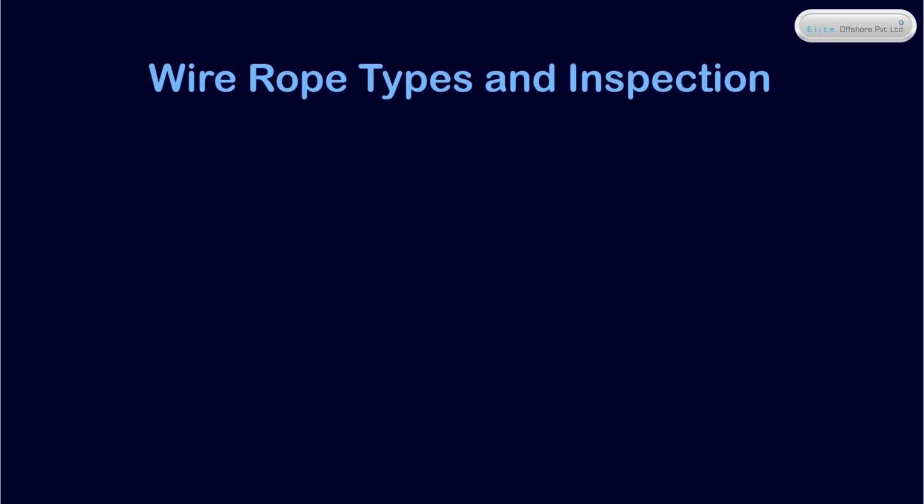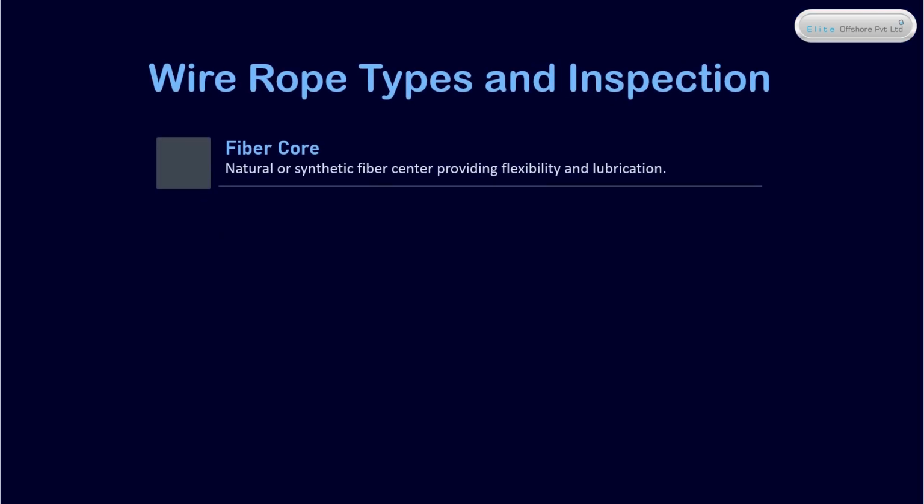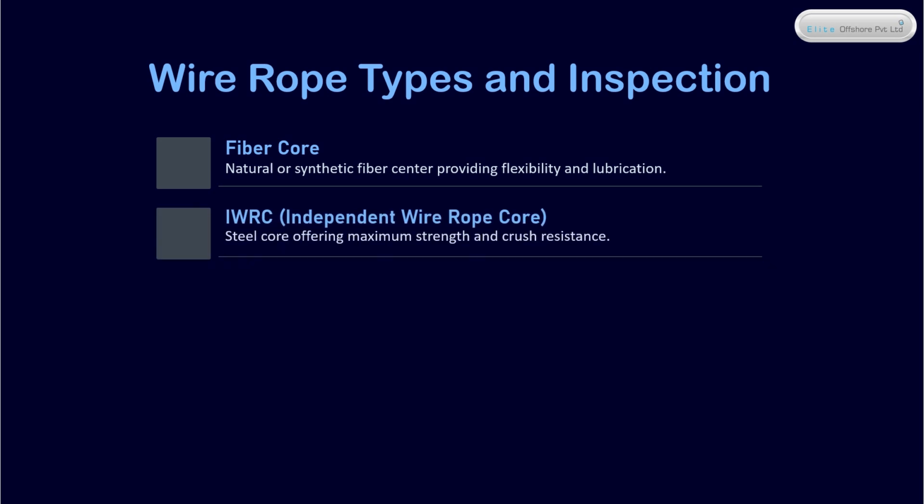Wire rope types and inspection. Fiber core. Natural or synthetic fiber center providing flexibility and lubrication. IWRC, independent wire rope core. Steel core offering maximum strength and crush resistance.